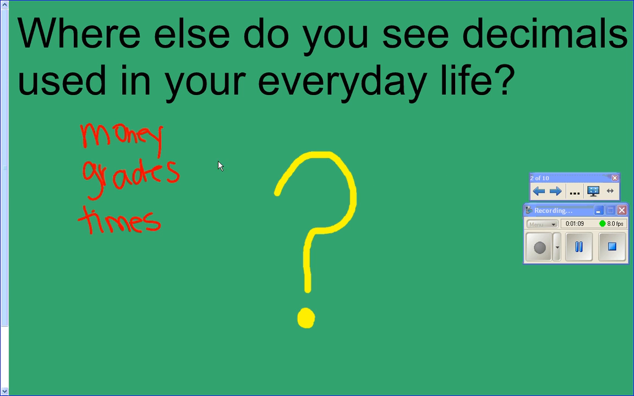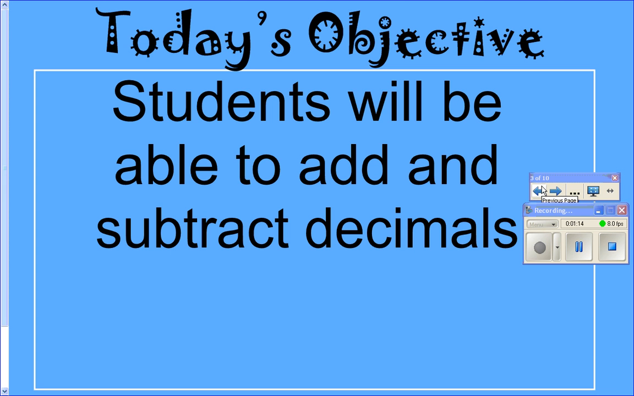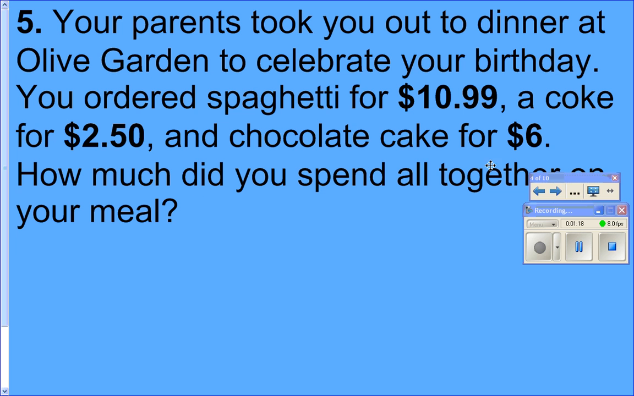Okay, so real quick, we are going to start our lesson. Today, you will be able to add and subtract decimals. Okay, you learned this last year, so it should be pretty much a review. So our example says, your parents took you out to dinner at Olive Garden to celebrate your birthday. You ordered spaghetti for $10.99, a Coke for $2.50, and chocolate cake for $6. How much did you spend all together on your meal?